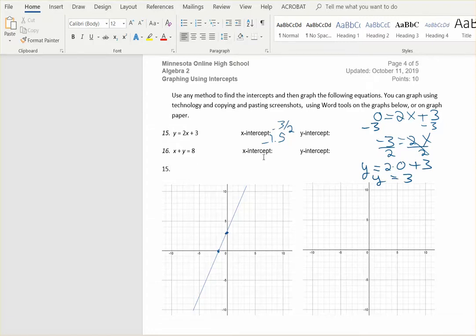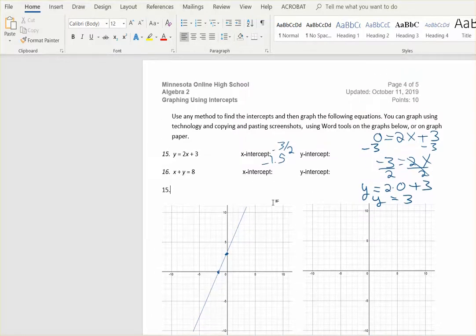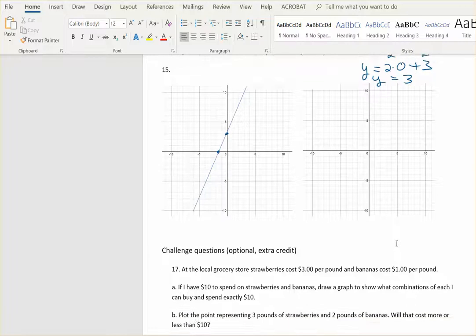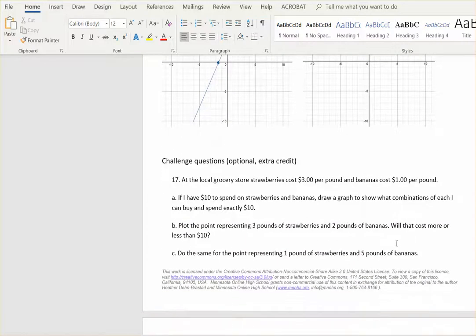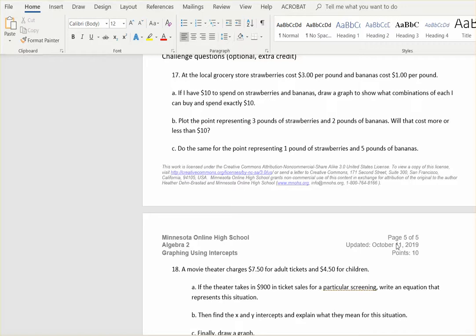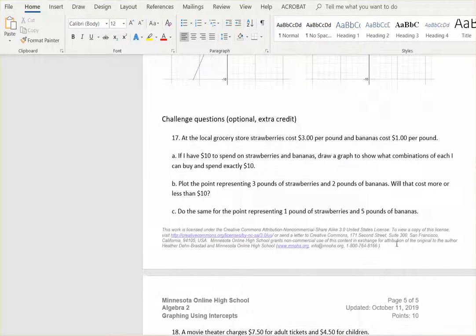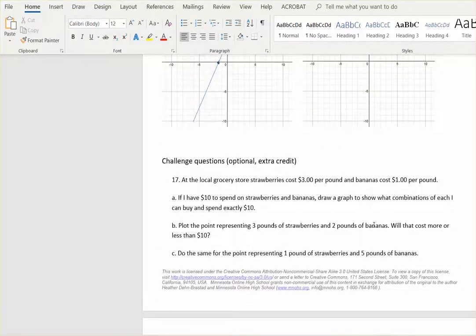And then 16, you'll do similar. You'll find the x-intercept and the y-intercept, and then you'll graph them and draw a line through the points. You can use Desmos or Sketchpad or GeoGebra to make these graphs rather than doing them by hand or using these word tools. That's fine. The questions at the end are some word problems that are related to finding the intercepts of lines. They are optional. They are worth a little bit of extra credit if you decide to do them.